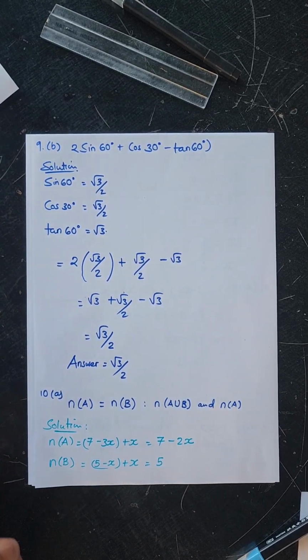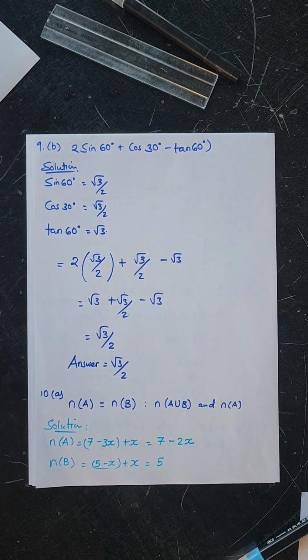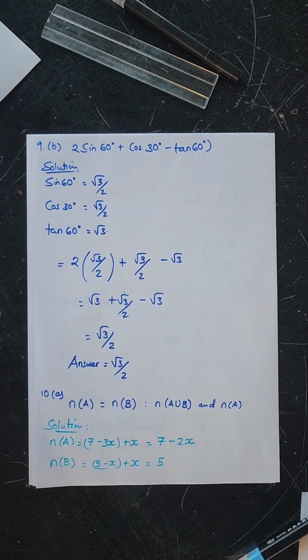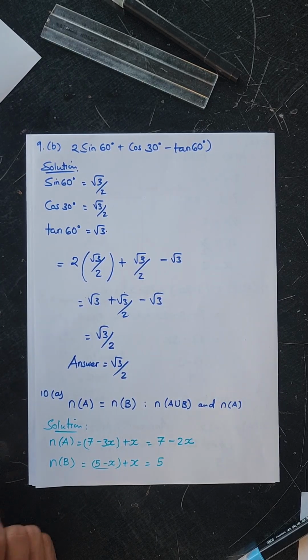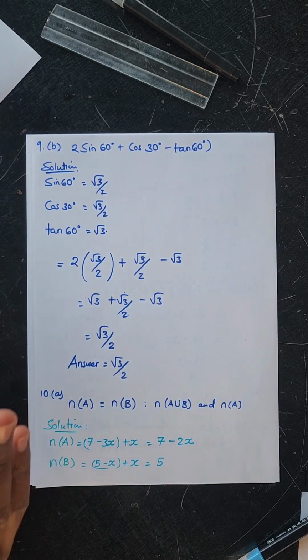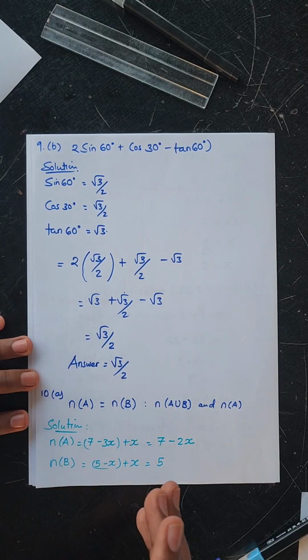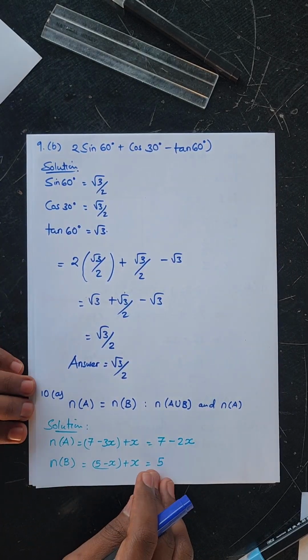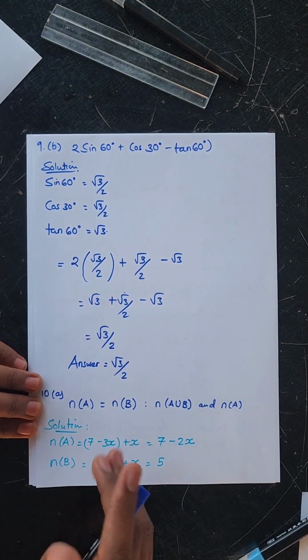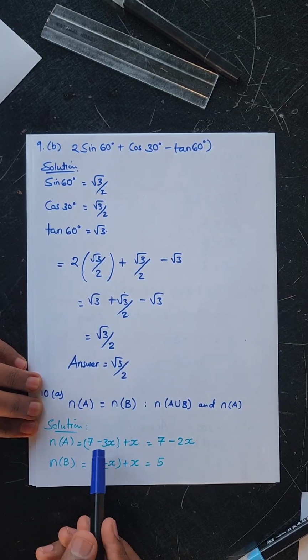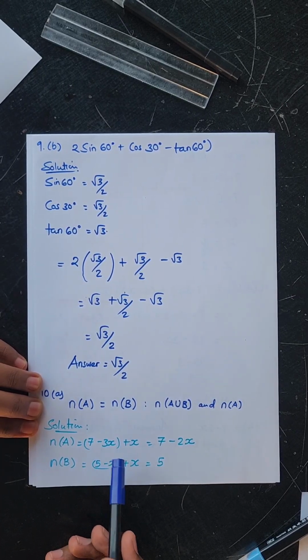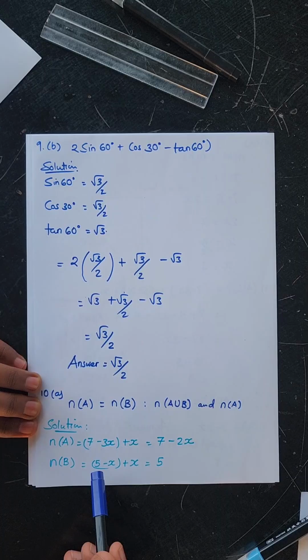Okay, so moving on to number 10A. The following figure, there was a figure in the question, shows the number of elements in each subset. So the Venn diagram in the question shows the number of elements in set A and set B together with the intersection at the center. So the value of the intersection is x, and A is 7 minus 3x, while B is 5 minus x.